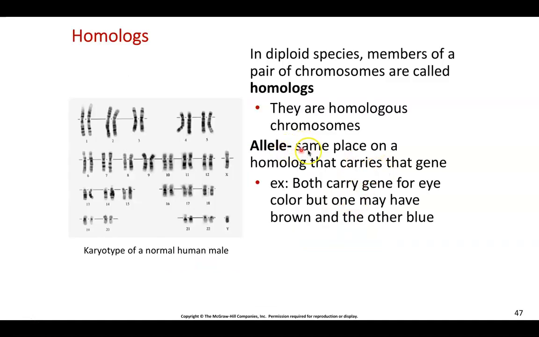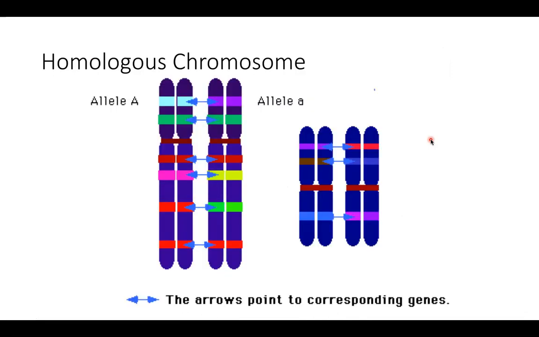So again, an allele is the same place on a homolog that carries that gene. So we're basically just comparing and contrasting between chromosome 1 and the pair for chromosome 1. That's what an allele is kind of discussing. And again, highlighting that there.